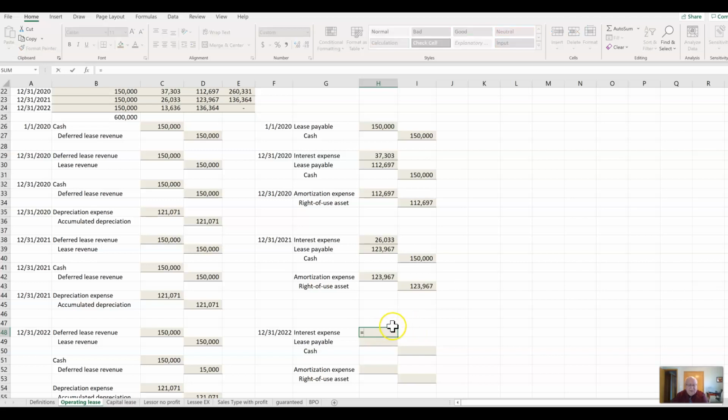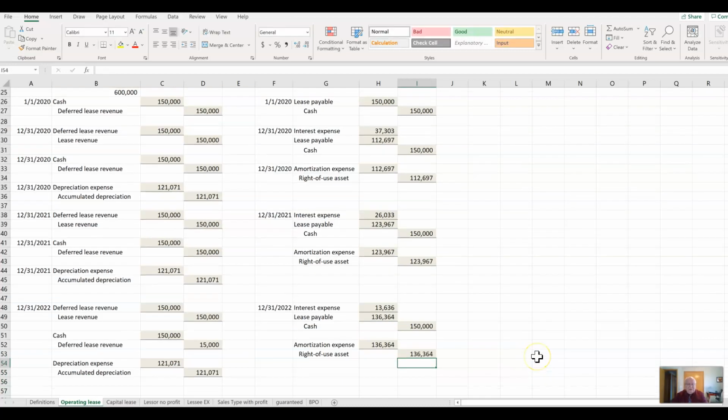Okay, in 12/22 then, we have interest expense of 13,636. Lease payable is 136,364, and of course your cash is 150,000. And then your amortization expense on this one is equal to, okay, I'll just put the round function in there. The 600,000 divided by 4 minus the 13,636, comma 0, gives you 136,364.